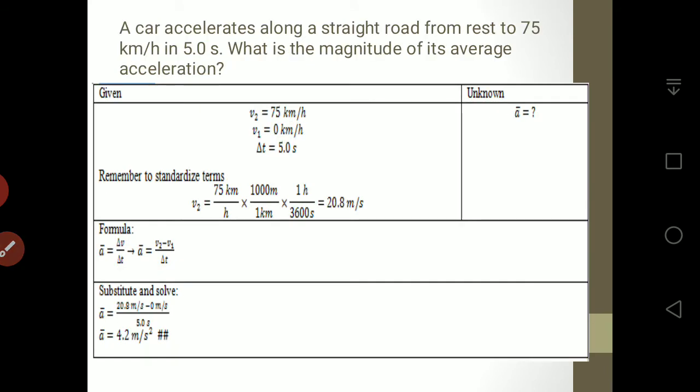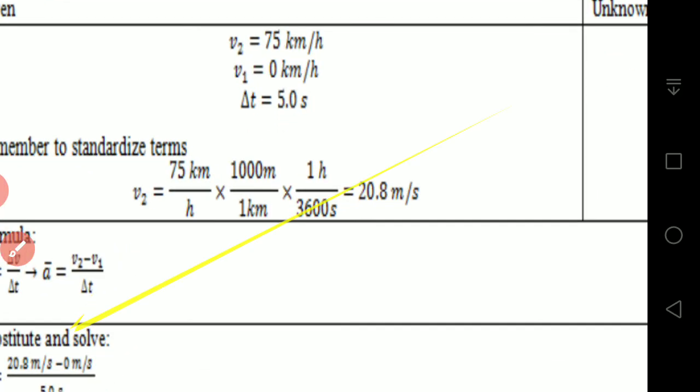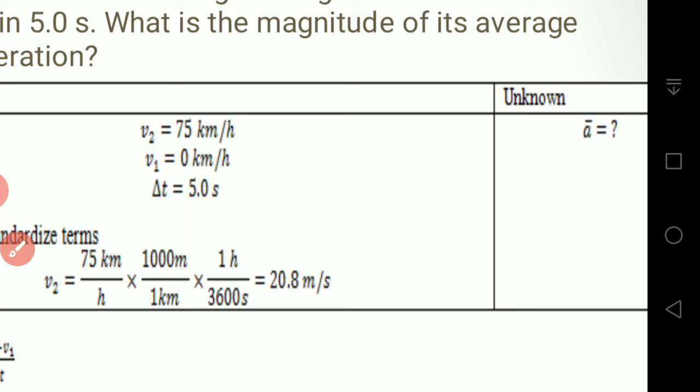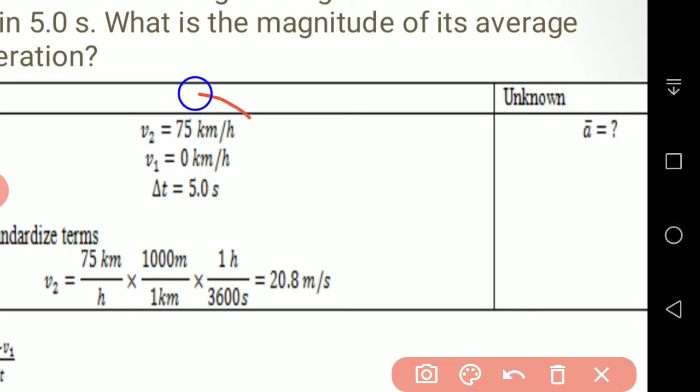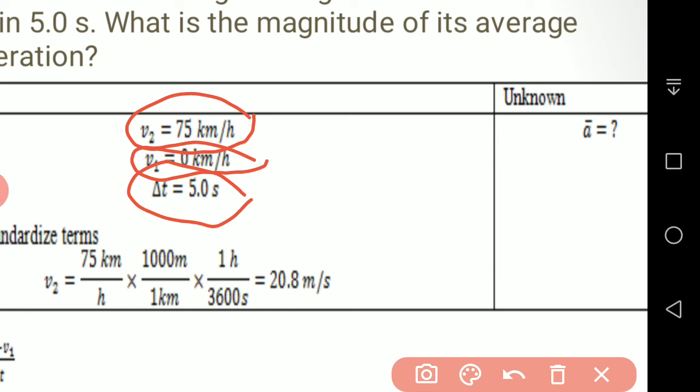A car accelerates along a straight road from rest to 75 kilometers per hour in 5 seconds. What is the magnitude of its average acceleration? So, take note natin yung given. Acceleration yung pinapahanap. Final, 75. Initial, 0. At ang elapsed time ay 5 seconds.